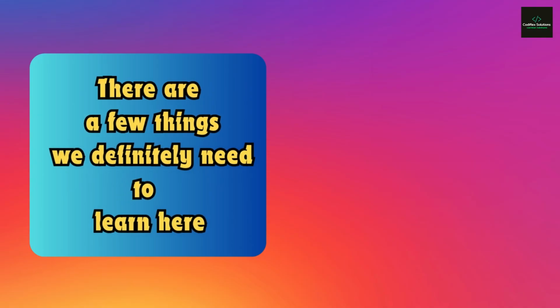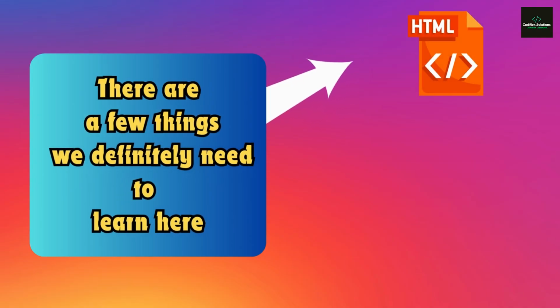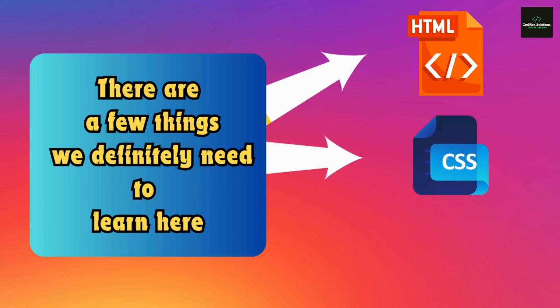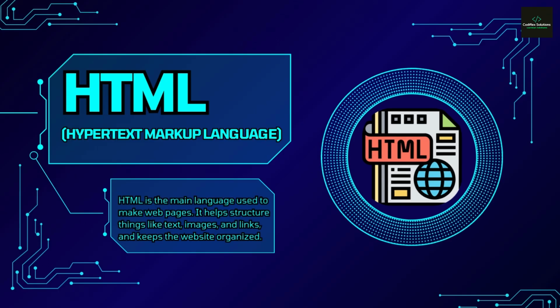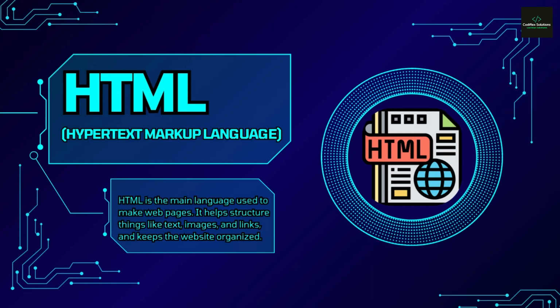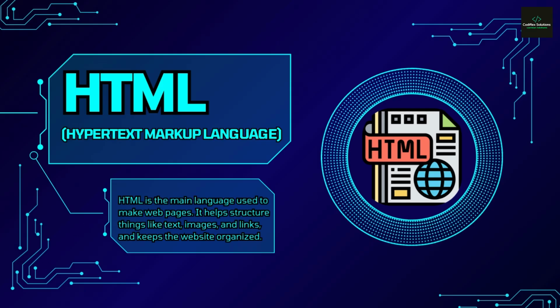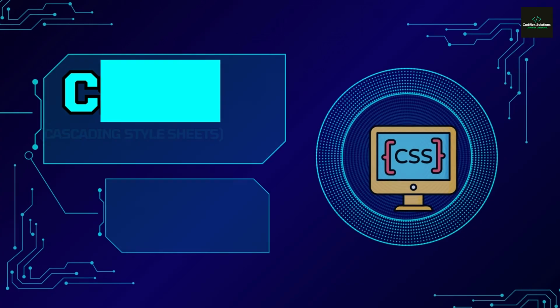There are a few things we definitely need to learn here. They are HTML, CSS, JavaScript. HTML is the main language used to make web pages. It helps structure things like text, images, and links, and keeps the website organized.